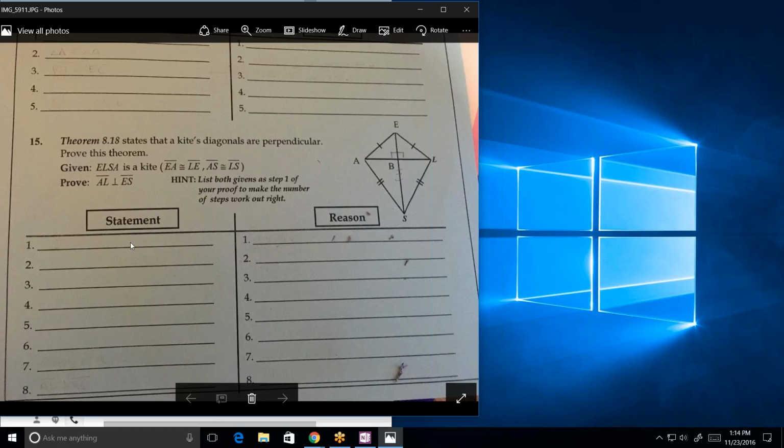Statement one is always what? Given. Whatever they've got here is a given, write as statement one. And then the reason is given. Statement two is what? You could do BS is congruent to SB. Based on? Reflexive property. Good. Statement three.